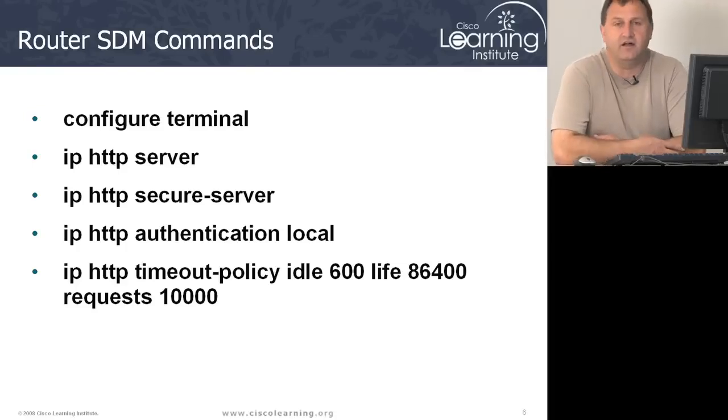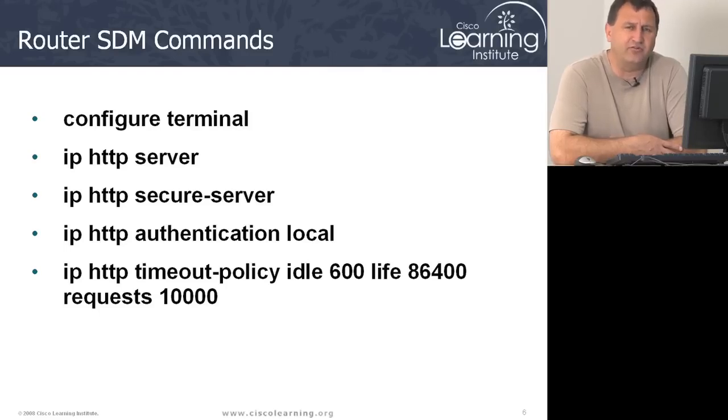All right, to configure your router using SDM, you need to go through some basic configuration options on your router itself. So as an example, you need to turn on the IP HTTP server. And if you want to do that through a secure connection, you're going to want to also enable IP HTTP secure server if you want an encrypted secure connection to your routers when using SDM.